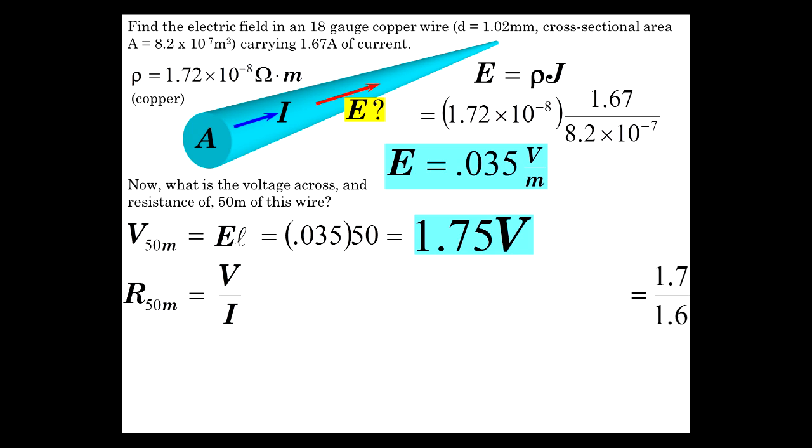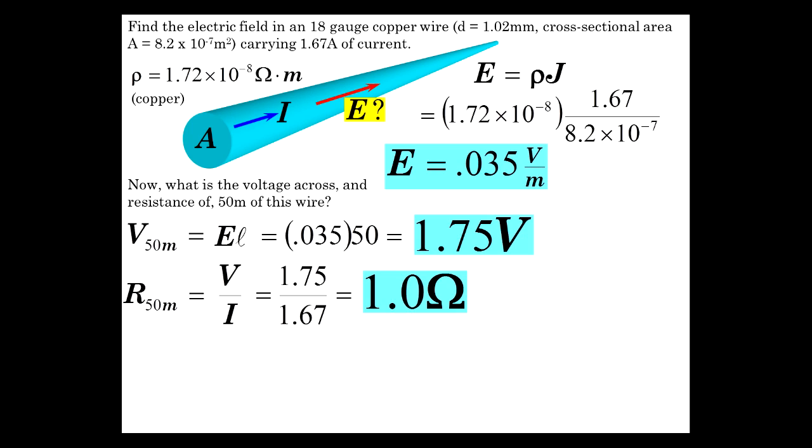Now, the resistance is simply V over I. V over I is 1 ohm. So for 50 meters, 1 ohm. Not very much. A very good conductor, which is also rho L over A.